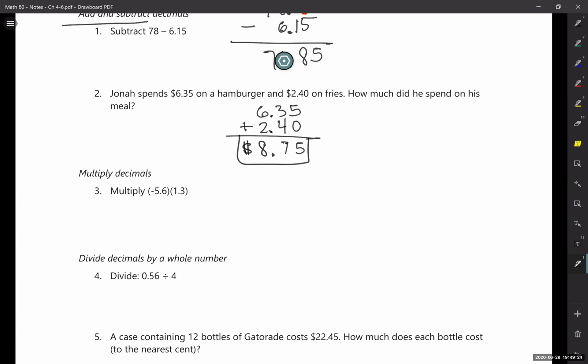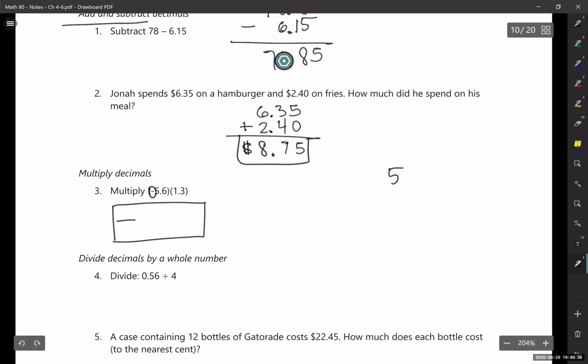So for multiplying, now I'm going to just save this negative. I'm going to put my answer right here. I'm nowhere near ready for the answer, but I'm going to bring that negative down now before I forget about it. Multiplying, it does not matter about lining up the decimals. Just like before, what matters is that you're lining things up on the right side.